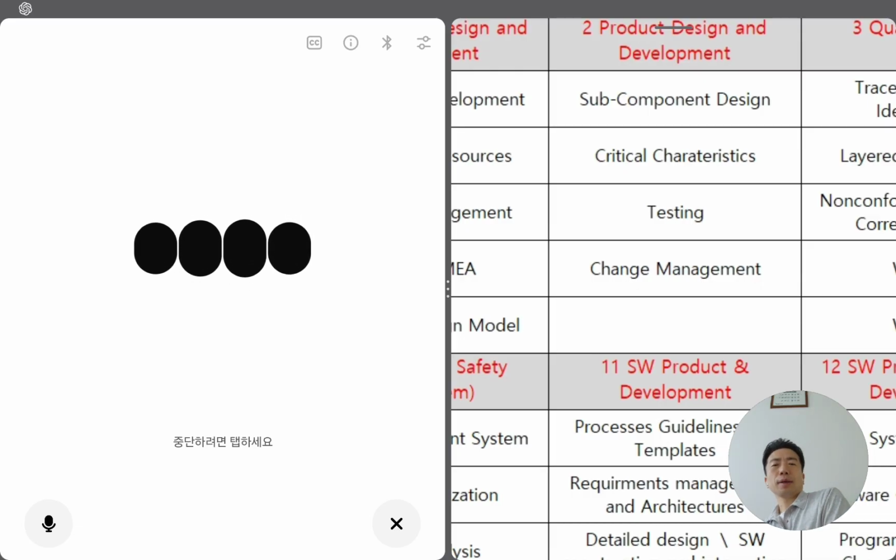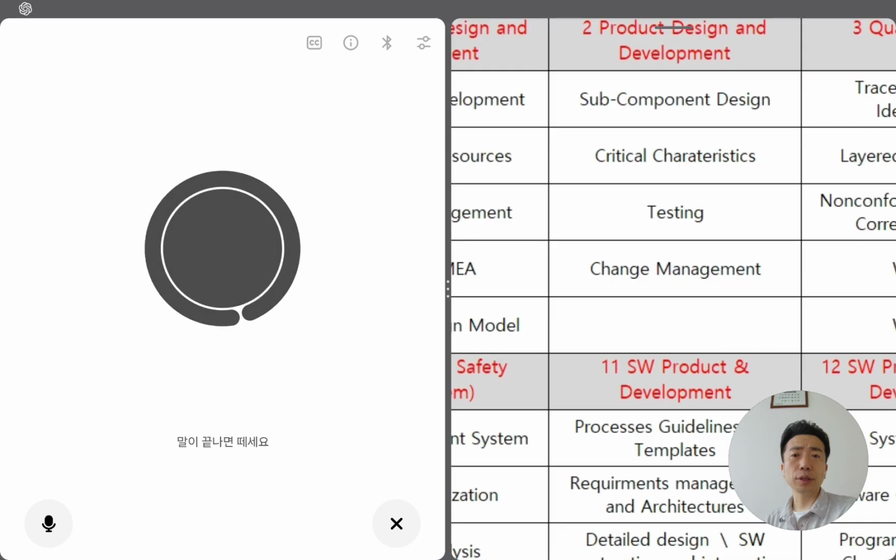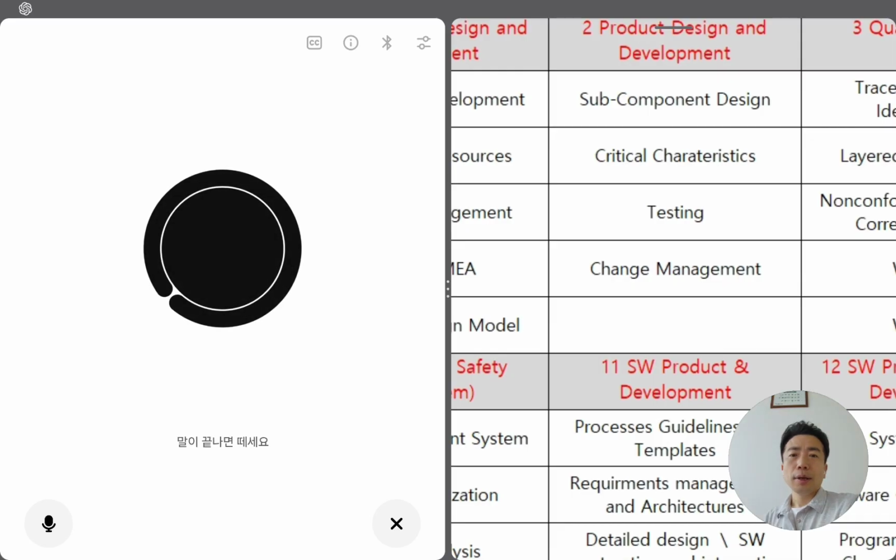Would you like me to now set up a mock role play? I ask as the auditor and you answer as the supplier, so you can practice the Q&A flow for subcomponents. Okay, I got it. Let me practice based on your easy version style.